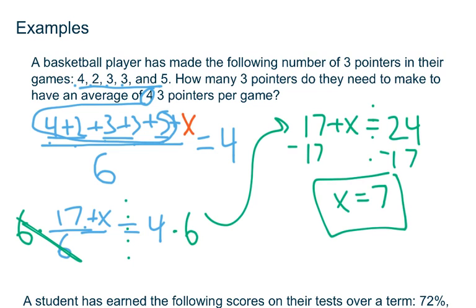Now, you can ask yourself, is that feasible? And maybe it is, maybe it isn't. But that's how many three-pointers they would need to make to have an average of 4. All right, let's do another example.